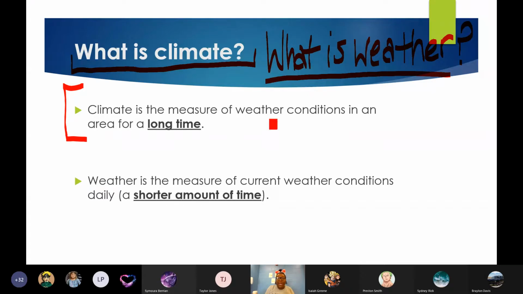time. It's also important for us to understand that weather is the measure of current weather conditions for a shorter amount of time. Guys, the big difference between climate and weather is time. Climate measures what's going on outside for a long time: years, decades, centuries. Weather tells us what's going on outside for shorter amounts of time.